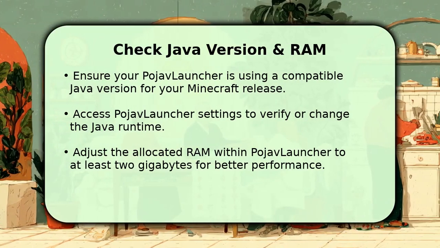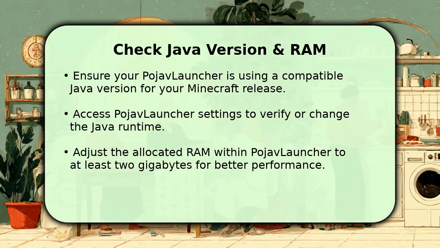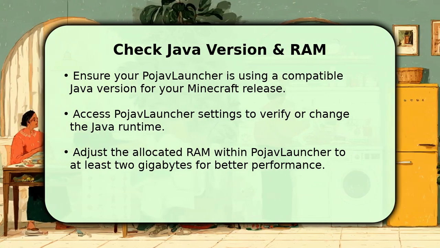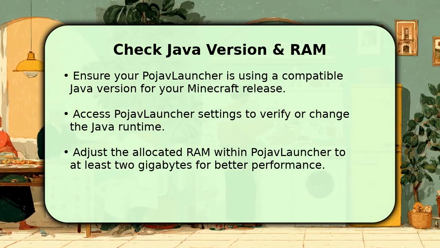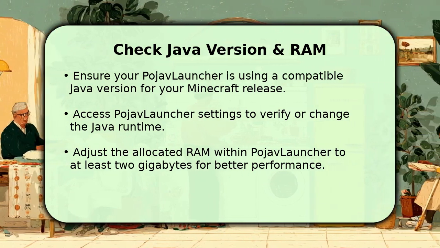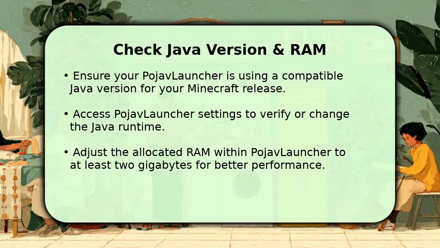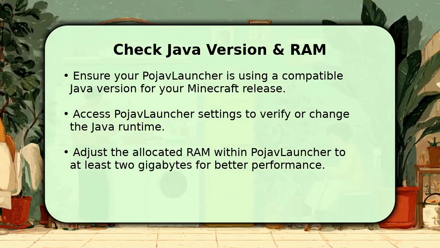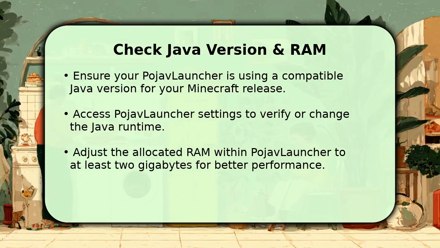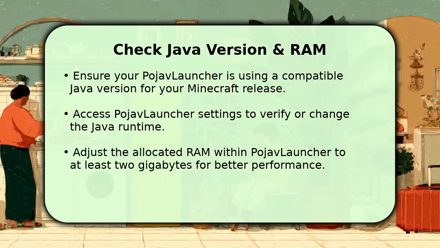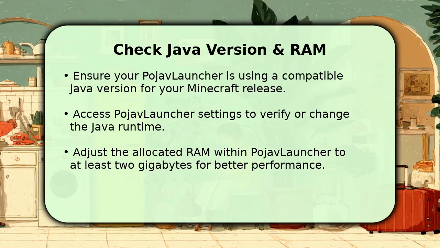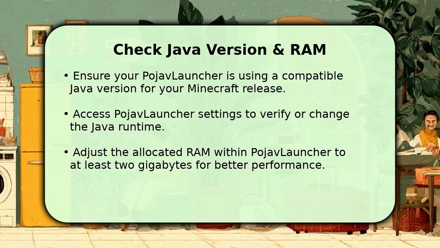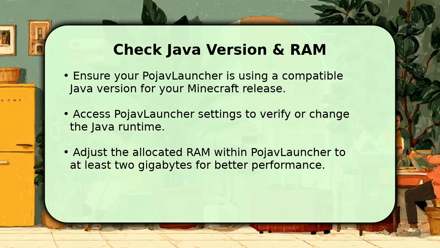Next, let's check your Java version and RAM allocation. Incorrect Java versions can cause launch failures, so confirm it matches your Minecraft version's requirements in the launcher settings. Also, insufficient RAM is a frequent culprit. Navigate to the video settings in Pojavlauncher and ensure you have allocated at least 2 GB of RAM to Minecraft. If your device has 8 GB or more of total RAM, consider allocating up to 4 GB for smoother gameplay and to prevent this common error.